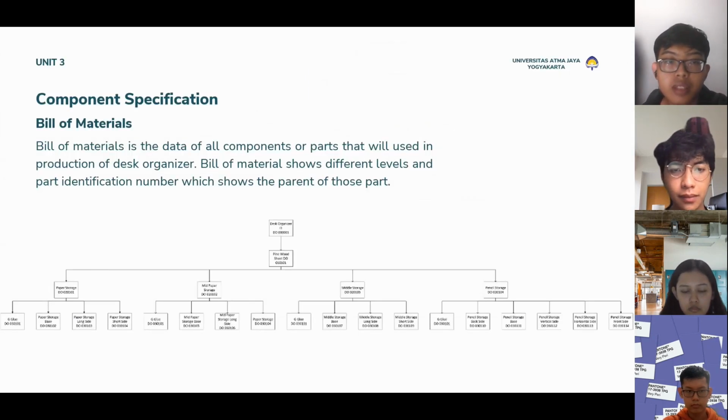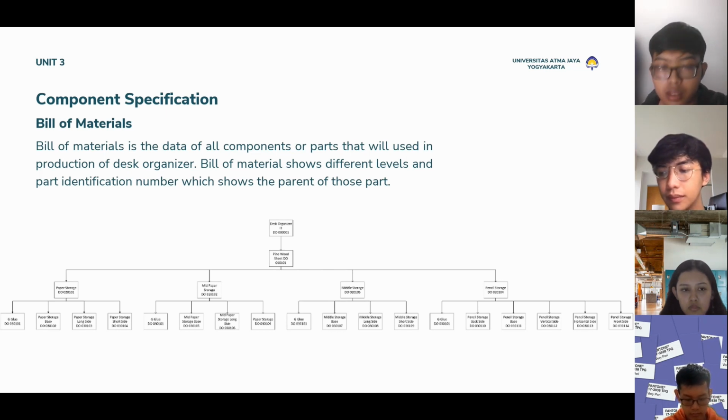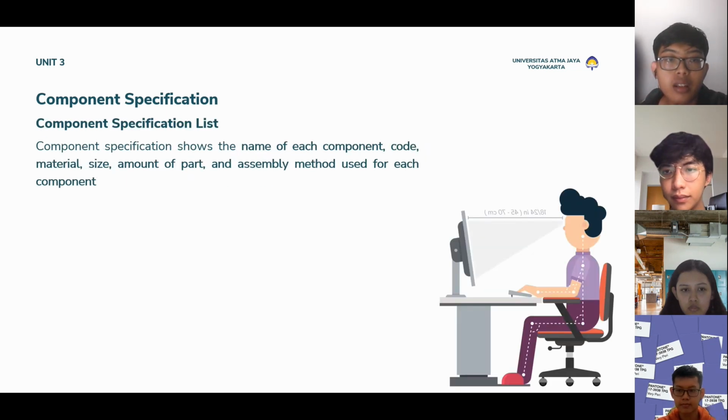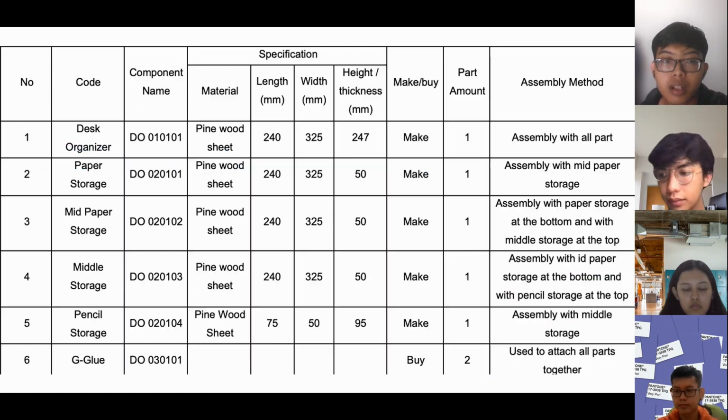Yes, the last is component specification, which is the bill of materials. The bill of materials is the data of all components or parts that we use in production of the desk organizer. It shows different levels and part identification numbers, which show the parent of those parts. And then the component specification list shows the name of each component, code, material, size, amount of parts, and assembly method used for each component. So here is the table.